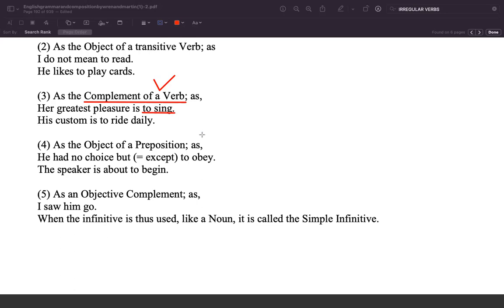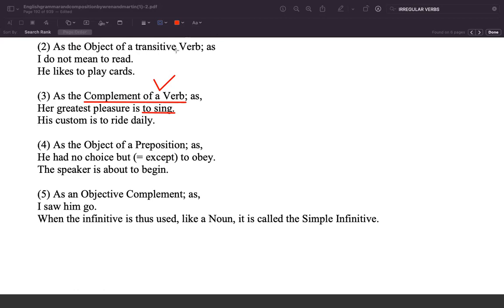So what is her greatest pleasure? To sing. To sing is her greatest pleasure. Now if I say she looks beautiful, beautiful is giving a complement to she. Similarly, her greatest pleasure is laid on what? To sing. So in that case, to sing is called a complement.